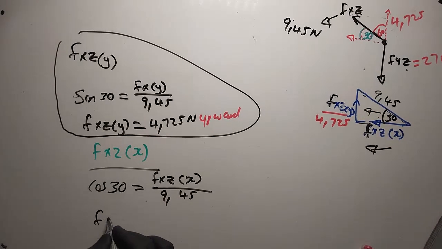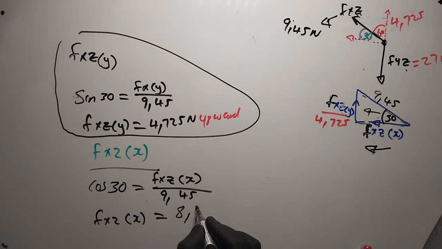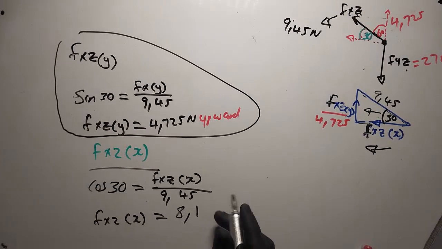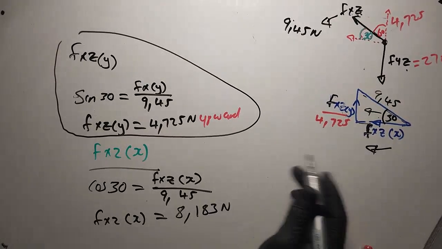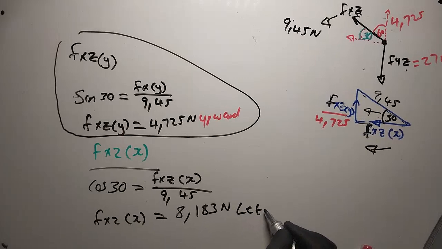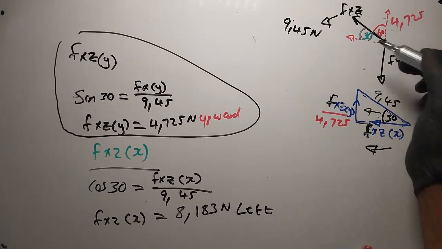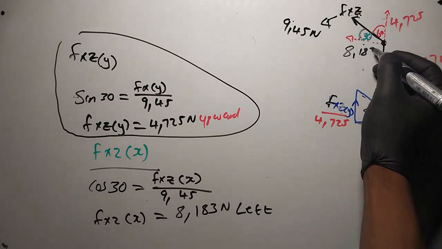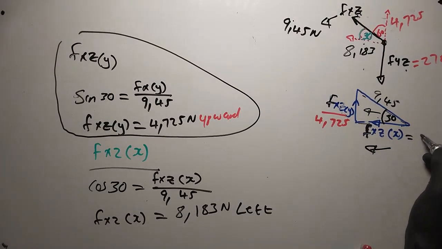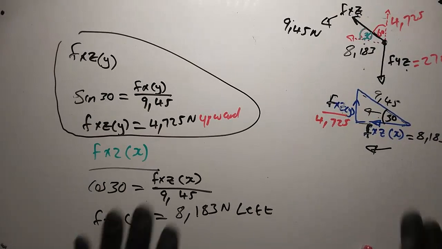You're going to get that your f x z, which is your x component, is going to give you the value of 8,183. Then you're going to write Newton, where this thing is acting in the direction to the left, which means now we know the component. This one is 8,183, and we're going to write it down here, 8,183. Okay, I hope you understand that part.